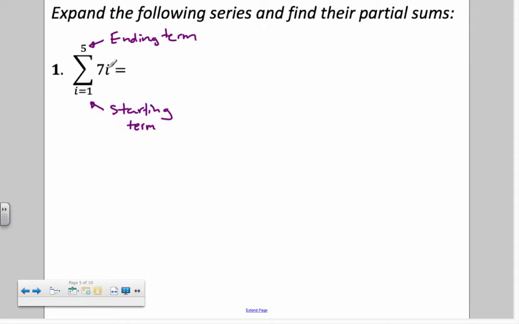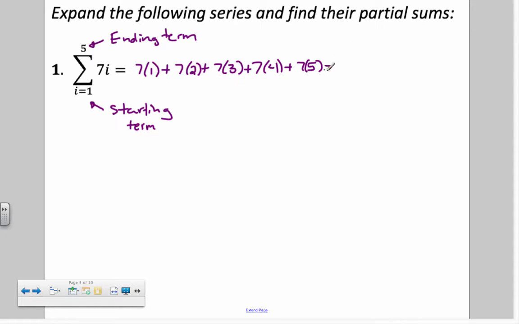So notice that you'll see I here. Sometimes that'll change. Sometimes that'll be an N or a Z. But it's really the same thing as we did when we did sequences before where it was an N. So I'm going to start by plugging in 1 because I'm going to go from 1 all the way up to 5. So I have 7 times 1, and then I'm going to add that to 7 times 2. And I'm going to add that to 7 times 3. And I'm going to add that to 7 times 4. And then I'm going to add that to 7 times 5.